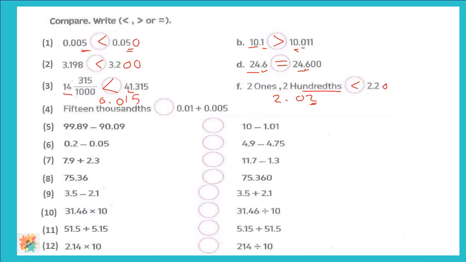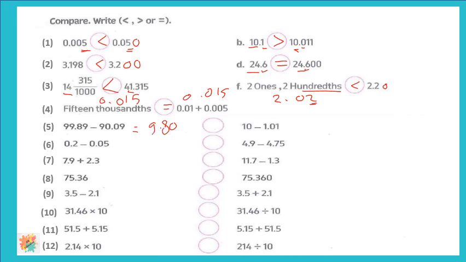Here 1, when I do plus, it's 0.015 also, so they are equal. Number 5, we can do subtract. That's 9 minus 9 equals 0, 8 minus 0 equals 8, and 9 minus 0 equals 9.